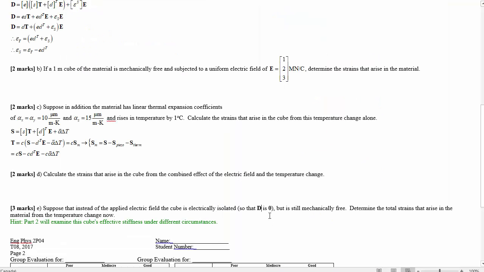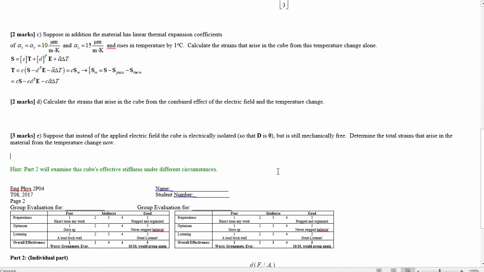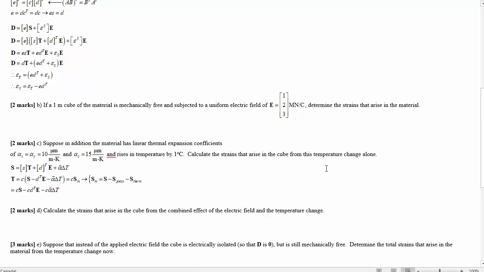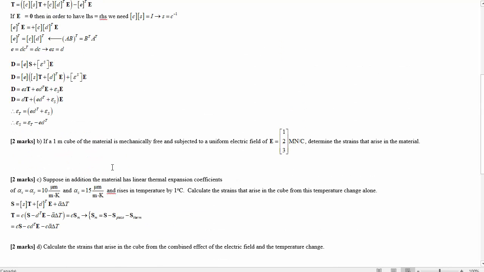The last part is the trickiest part. This is saying, suppose instead of the applied electric field, the cube is actually electrically isolated so that D is 0 and still is mechanically free. And we have to figure out the total strains that arise from the temperature change now. So we don't have any electric field, we just have a temperature change. We want to figure out the strains that show up.